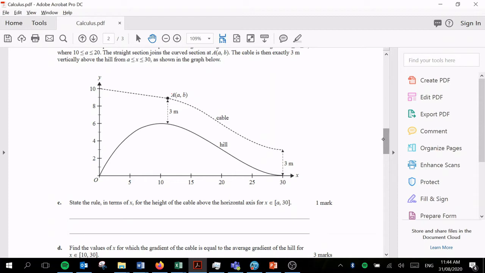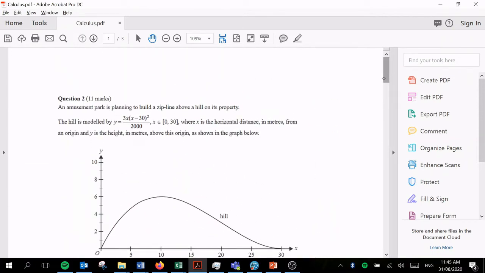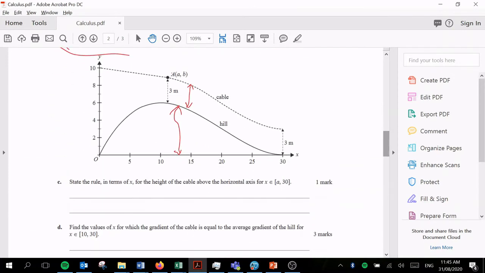If we think about the height of the cable, it's made up of 2 bits. It's the height of the hill, and then it's the height of the cable on top. And we know that at all points, it tells us the cable is 3 meters vertically above the hill. So if we can get how high the hill is, and then we add 3 meters onto that, that will give us the total height. But we started off with an expression for the height of the hill, this thing here. So all we need to do to answer this is just say the rule for the hill plus 3.